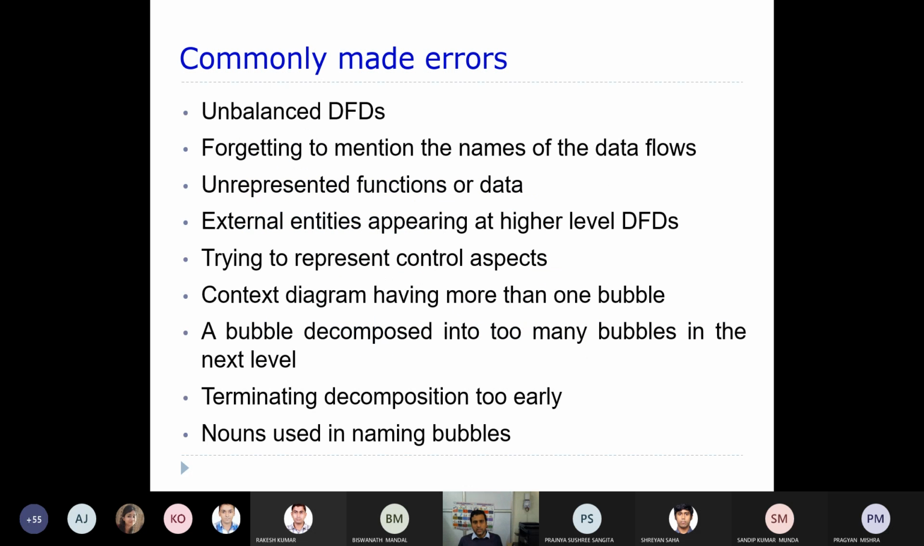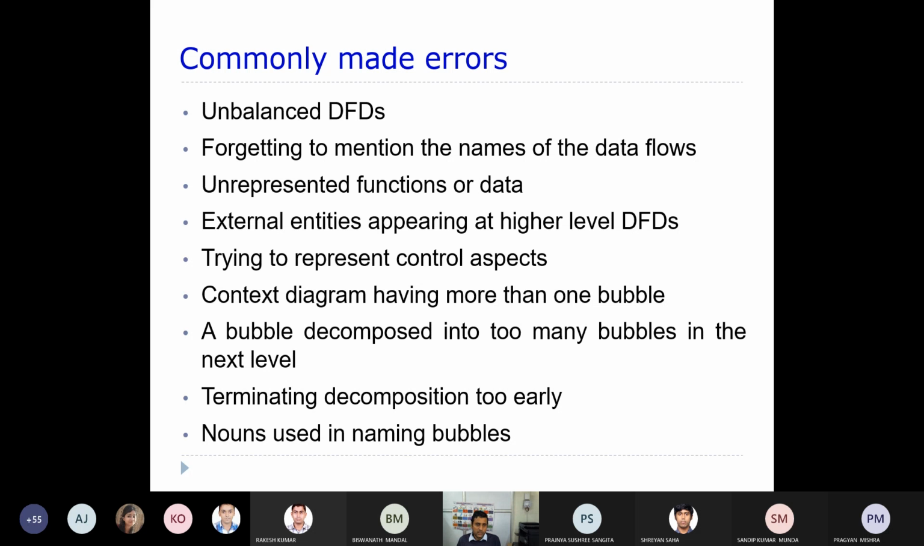Unrepresented functions or data: we do not represent some of these data or functions in the DFD, we completely omit them. External entities appearing in the level 1 and level 2 diagrams should not appear. Another error is trying to represent control aspects, as I told you. When you have conditions, if this happens then you execute this processing, these sort of things are not there. Control information will not be represented as part of a DFD.